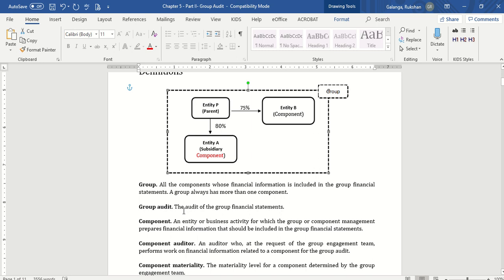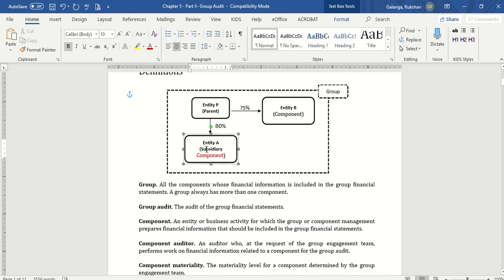Group audit means the audit of the group financial statements. Now entity P prepares its own financial statements, and that has to be audited by one audit firm. Entity A prepares its financial statements, and they need to get an audit done by an auditor. Entity B prepares financial statements and gets the audit done by an auditor. Sometimes the auditors for these three entities may be three different audit firms. Entity P's audit is done by one firm, entity A's audit by another firm, and entity B's audit by another firm. That may happen, or the parent and one subsidiary may be audited by the same auditor, or all three audits may be done by a single auditor. Whatever can happen.